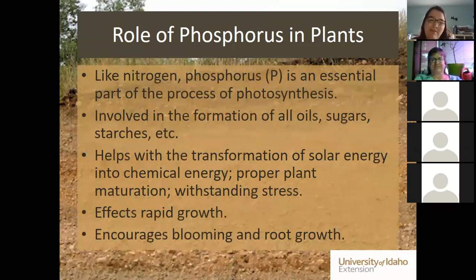Phosphorus will affect rapid growth. It does encourage blooming and root growth. So sometimes you'll see things like a root tone or products meant to help establish roots in plants. Often there's a hormone in there, but usually there's a little bit of phosphorus too. It really gets the plants established well.